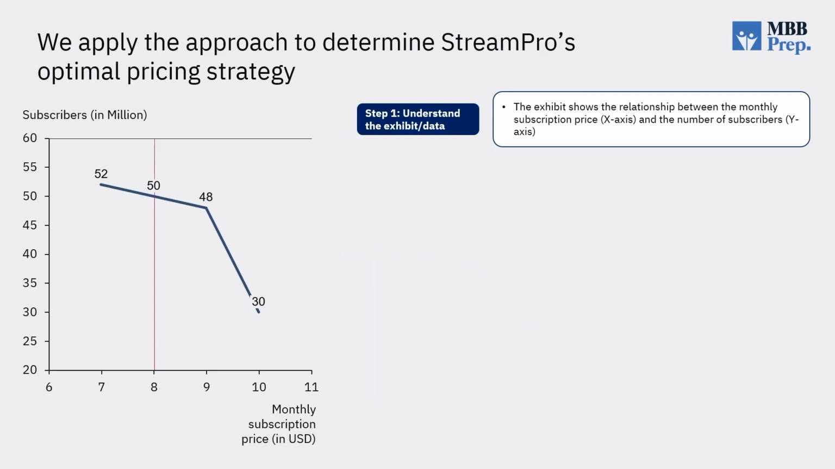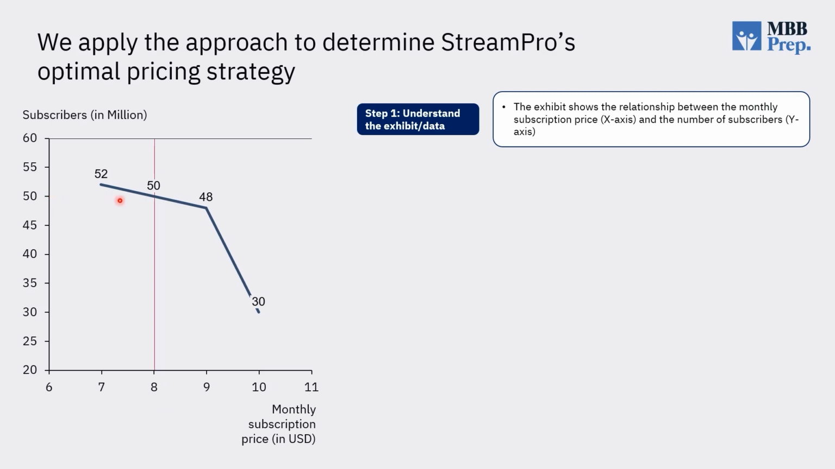The first step, as we covered in the approach, is to understand the exhibit, right? So here, focus on understanding the labels, the units, right? Based on this, when you look at this particular graph, we see that this provides us a relationship between monthly subscription price on the x-axis and the number of subscribers on the y-axis, right? And it also provides us information that the current price is $8, and the number of subscribers at the $8 price point is 50 million, right?